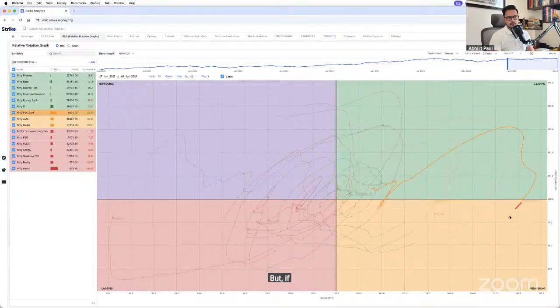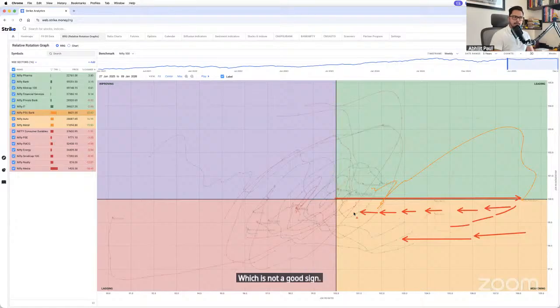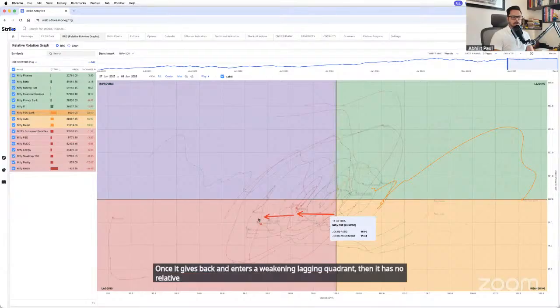But if it continues to weaken, classic weakness, then it will start to behave like this, that is, right to left. If it is moving right to left, then whatever relative strength it had gained, it is giving that back, which is not a good sign. Once it gives back and enters the weakening, lagging quadrant, then it has no relative strength. It is underperforming. That is what it means.